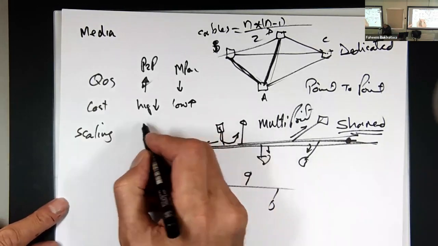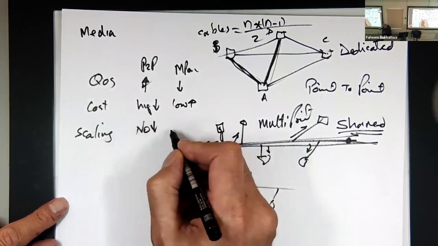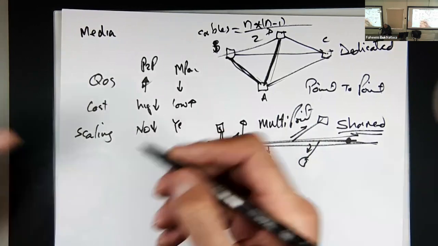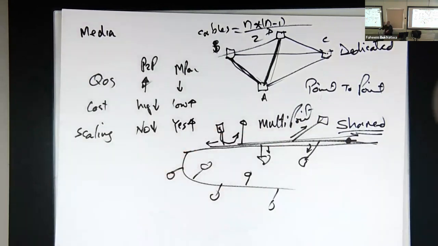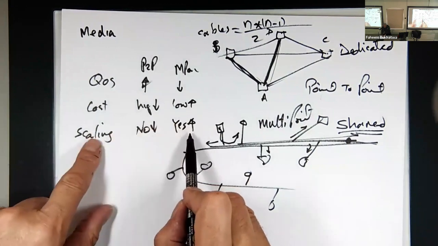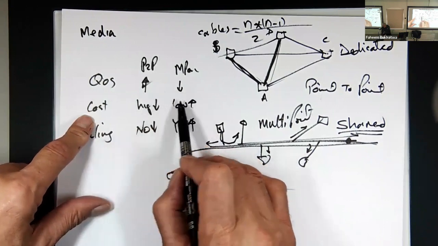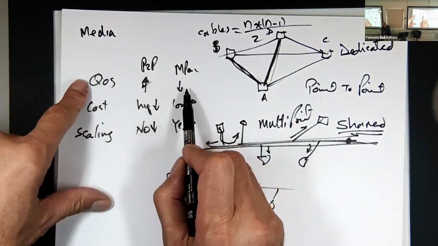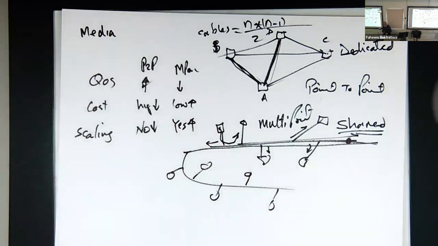So scaling: this is no, it doesn't scale. Very, very bad. And this is yes, it can scale, gets larger, and that's a big advantage. I just put in an arrow pointing upward, which means it's a good thing. If I ask what the advantages are, just look at the arrows. This one can scale, this one has low cost, which is an advantage, but it has a problem: low quality of service. Why is the quality of service low? Because we have to share the link.